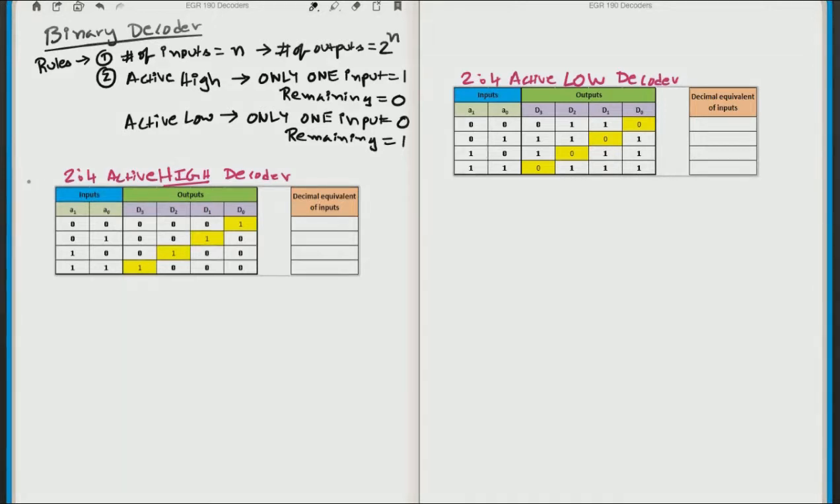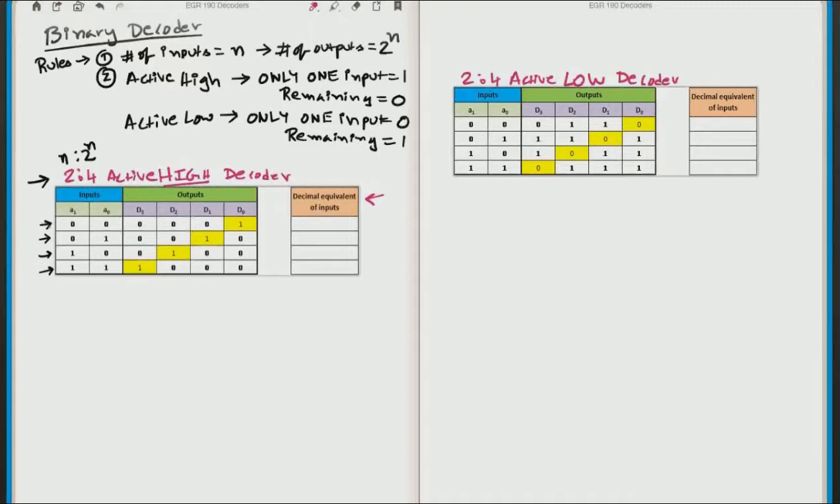So here I have a simple truth table for a 2 to 4 active high decoder. So as I said, if my inputs n equals 2, my 2 to the power of n is 4. So I have 4 rows, 2 columns for inputs, 4 columns for outputs. As you see, for all my input cases 0 0, 0 1, 1 0, 1 1, only one of my outputs equals 1 as highlighted in yellow. So how do we complete this truth table? On the right, I have a simple additional column just to simplify our process.